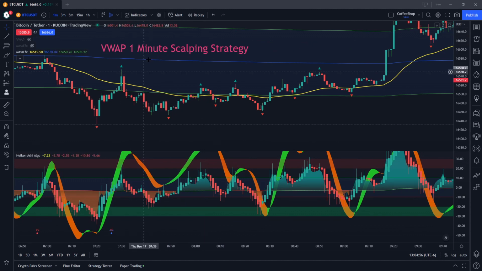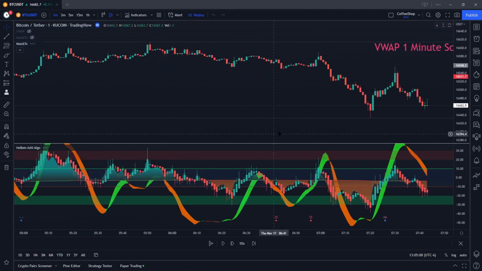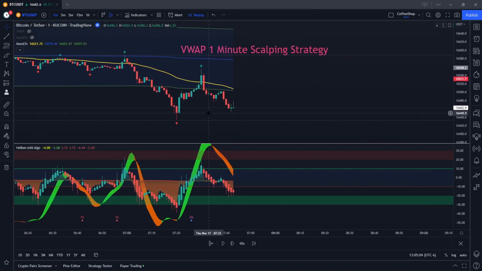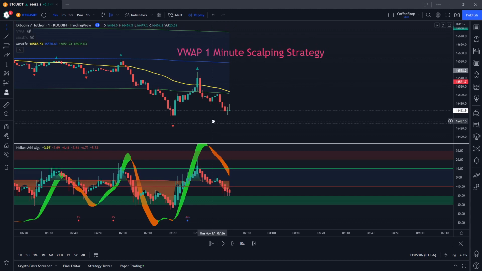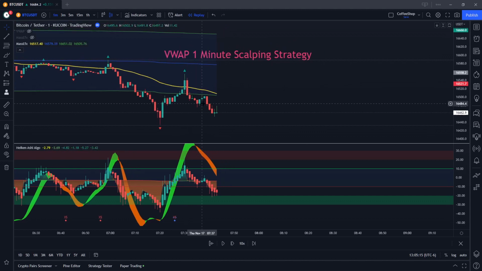So let me just pick a spot here to replay to. I know what I'm looking for because I'm used to it on a higher time frame. I'm going to look for a bullish move, not a bearish move. With that, I'm looking for price to be above my 50 period moving average.